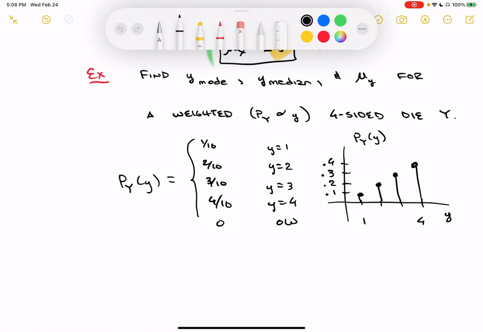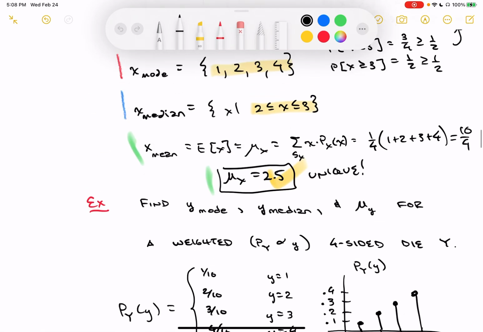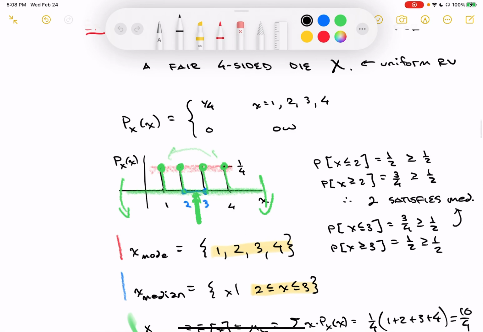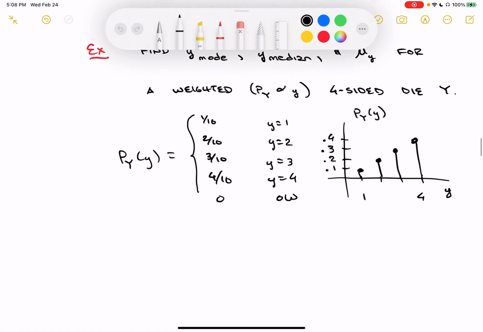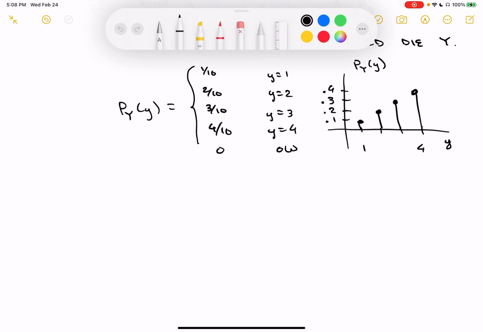This is a skewed distribution, certainly skewed compared to this other one, which was nice and symmetric about its mean. This one has a much greater chance out towards the 4s and a far lesser chance by the 1s. So it's a very skewed distribution. Let's go ahead and see how all of these different calculations go.